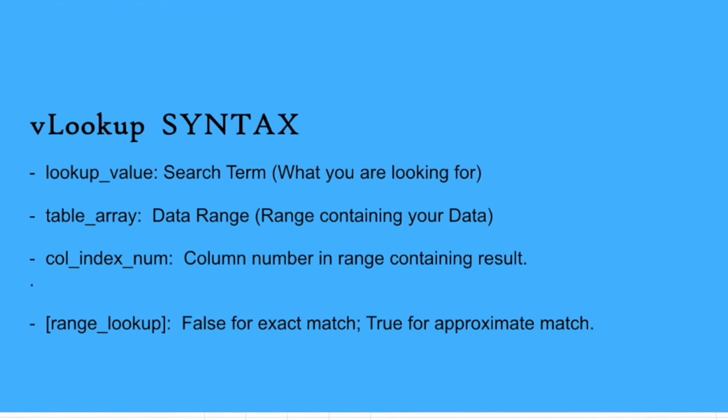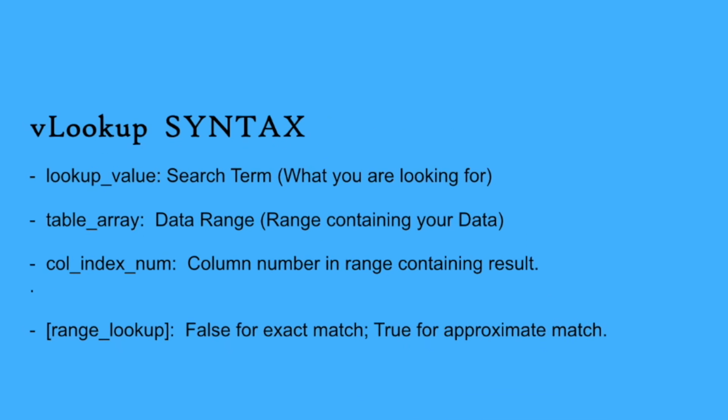This is the VLOOKUP syntax. There are 4 things we need. We need the lookup value, which is how it's actually defined in the formula. I like to use the layman's term. I call it my search term, and it's actually what we are looking for. The second argument, or the second piece of the syntax, is the table array. And again, in common speak, I call that my data range. That's the range containing the data that we're sorting through.